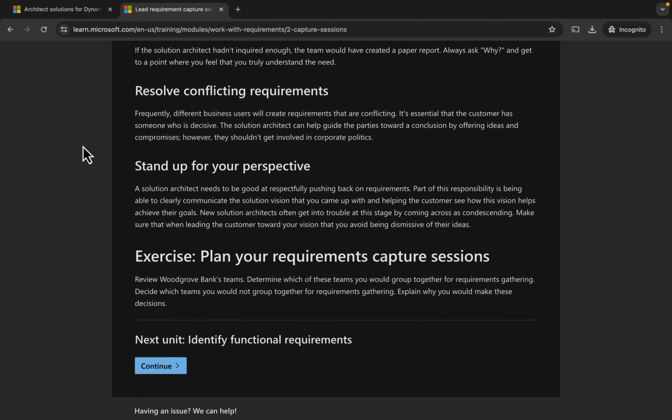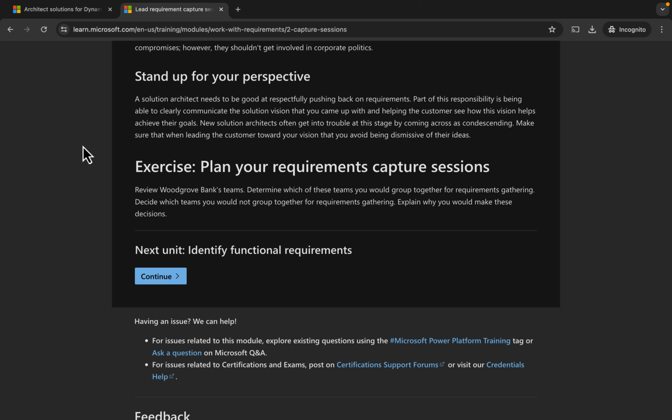Resolve conflicting requirements. Frequently, different business users will create requirements that are conflicting. It's essential that the customer has someone who is decisive. The solution architect can help guide the parties toward a conclusion by offering ideas and compromises. However, they shouldn't get involved in corporate politics.